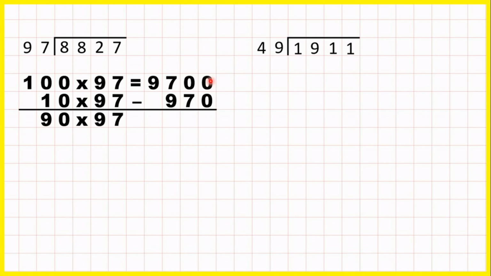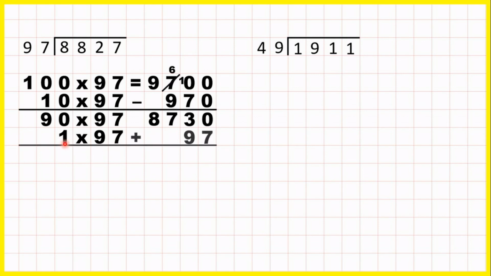So if we subtract, 0 minus 0 is 0, we can't do 0 minus 7, go to the left, 1 less, 1 in front, 10 minus 7 is 3, and 96 minus 9 is 87. But that gives us 8,730, which is slightly less than 8,827, but it's not much less. So I think just adding another 97, so another 1 times 97, will get us to the dividend. We can use column addition for this, and when we do that, we get exactly what our number is.